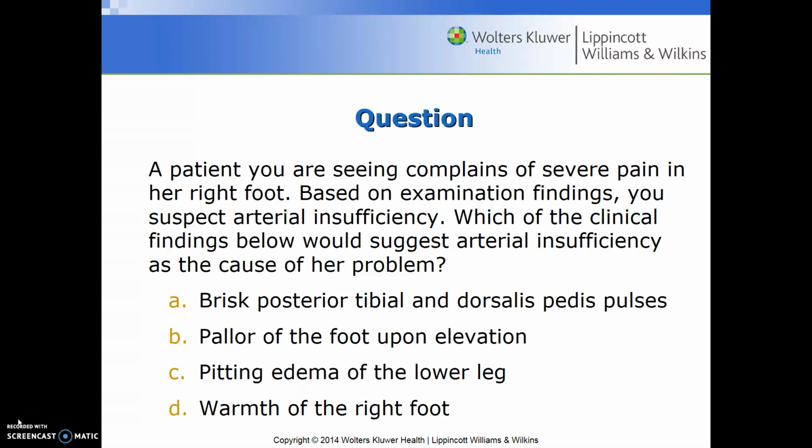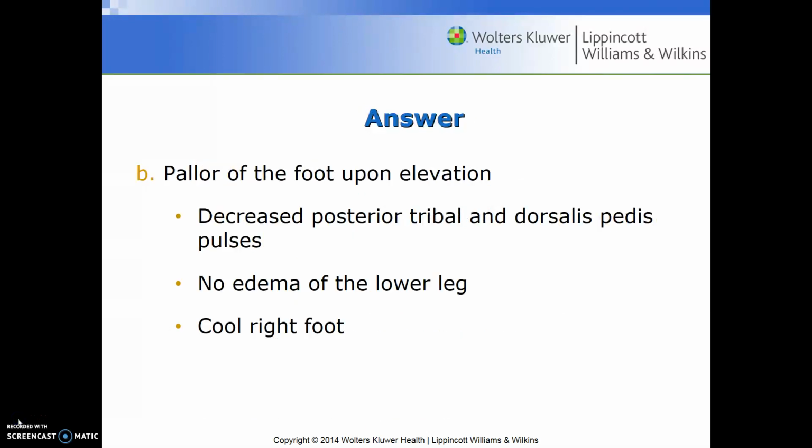So arterial: you're seeing a patient that complains of severe pain in her right foot. Based on your findings, you suspect arterial insufficiency. Which of the clinical findings below would suggest arterial insufficiency as a cause of her problem? A, brisk posterior tibial and dorsalis pedis pulses. B, pallor of the foot upon elevation. C, pitting edema of the lower leg. Or D, warmth of the right foot. The answer is B, pallor of the foot upon elevation.